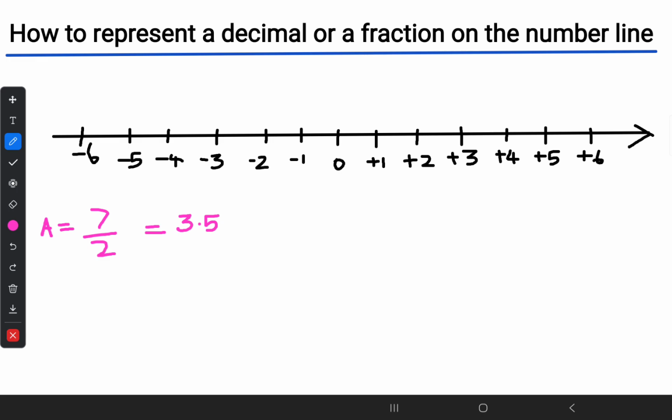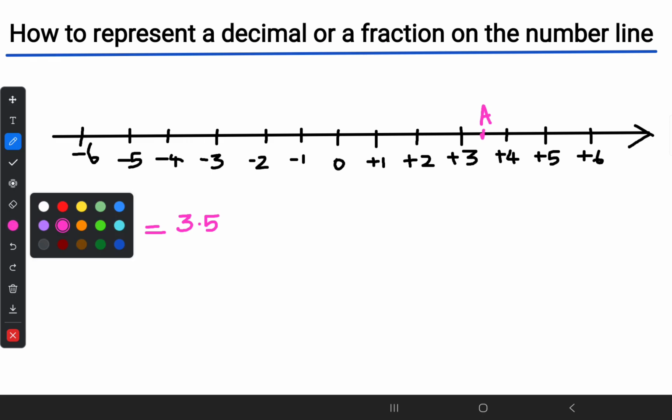3.5 means it should be denoted exactly in the middle between 3 and 4. So, this is the location here. This is the location of our point A. I'll use a small line to denote it. This is our point A.